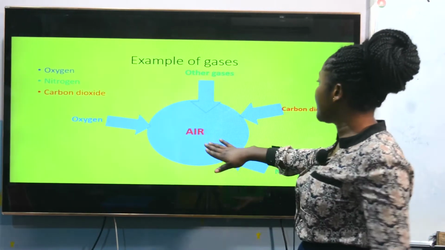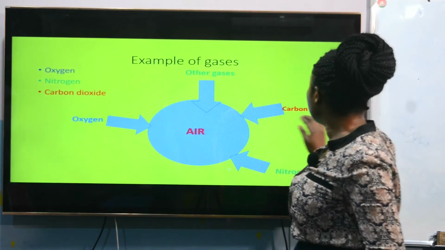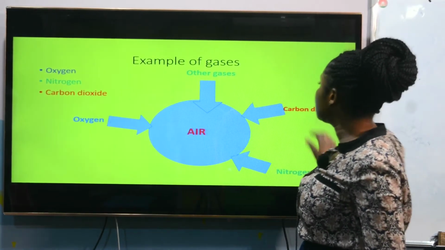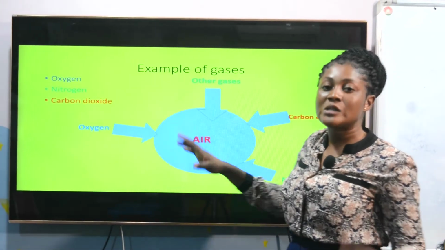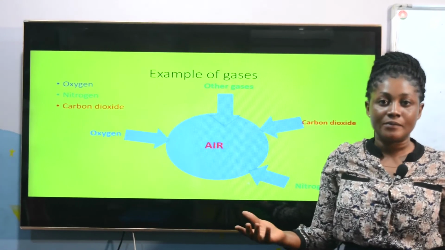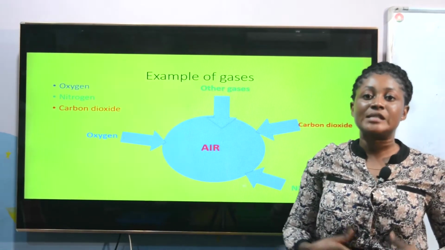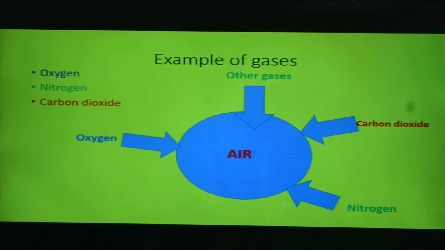So along with air, oxygen is another gas, with carbon dioxide and nitrogen. These combine to form air. Every human being needs air to live. If you don't breathe air, that means you are dead.